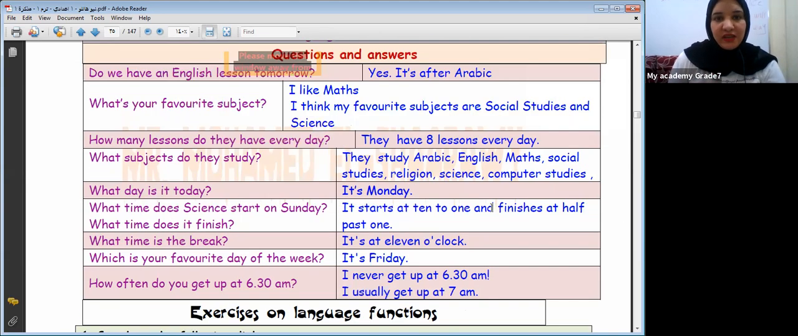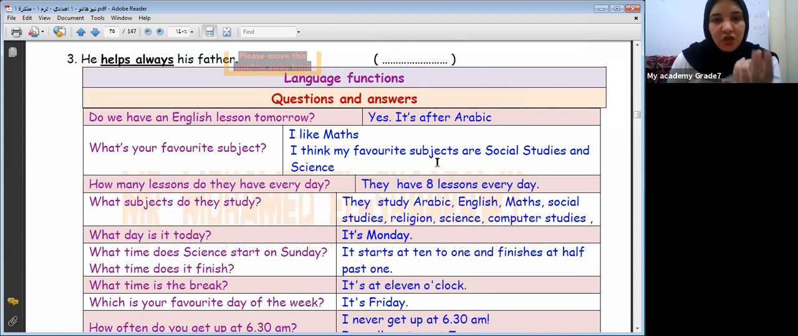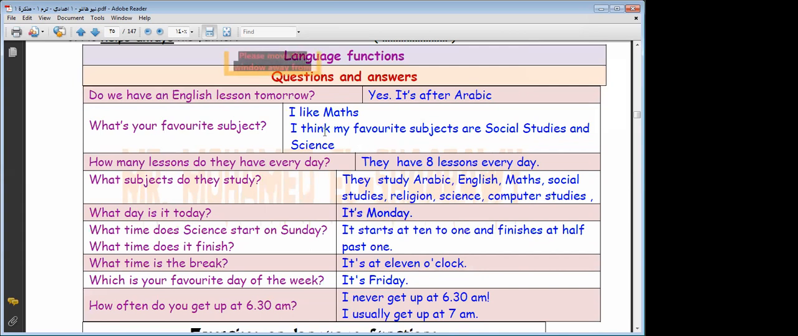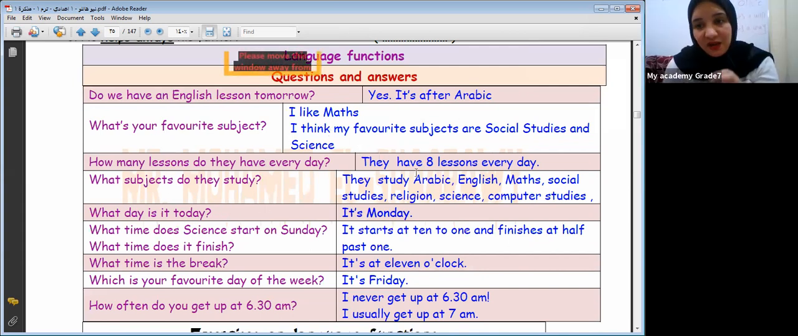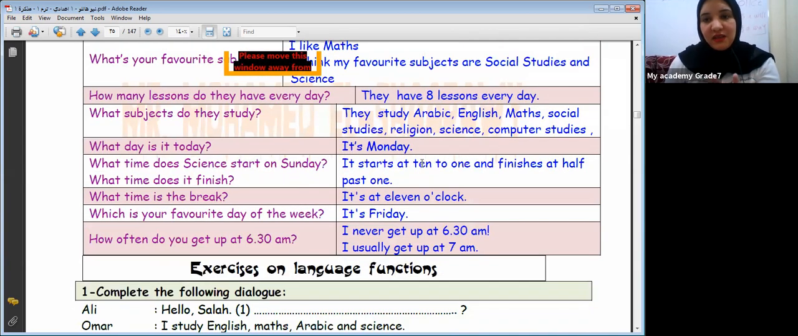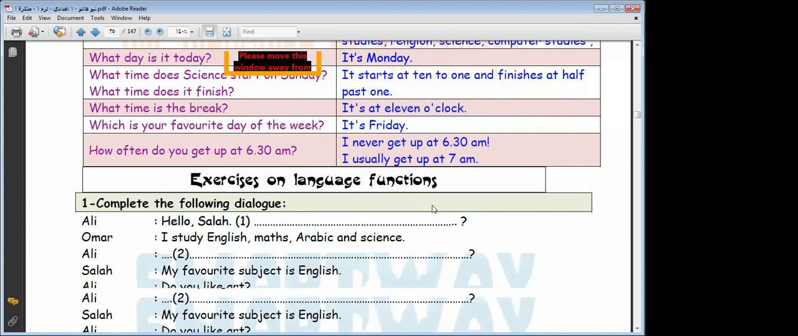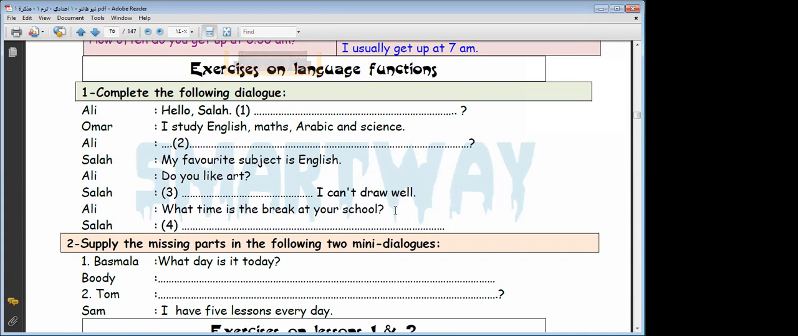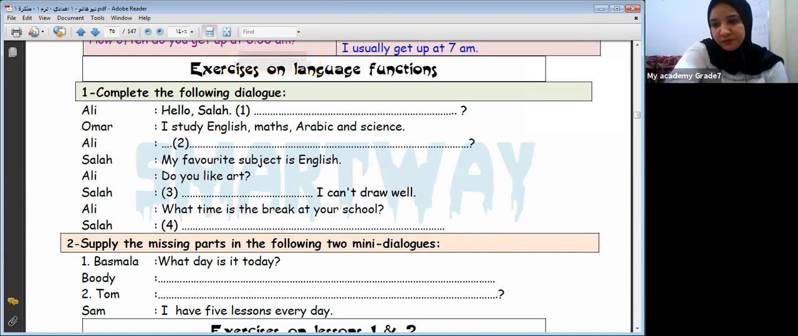Thank you, guys. Okay, I want you not to memorize, but to know how to use, how to ask and answer about time, about lessons. This dialogue, maybe you find it in the exam. So you will have here four spaces. I'll give you just 1.5 minutes to think about this dialogue, okay? Take your time. I want all of you to be ready. I'm gonna ask any one of you.